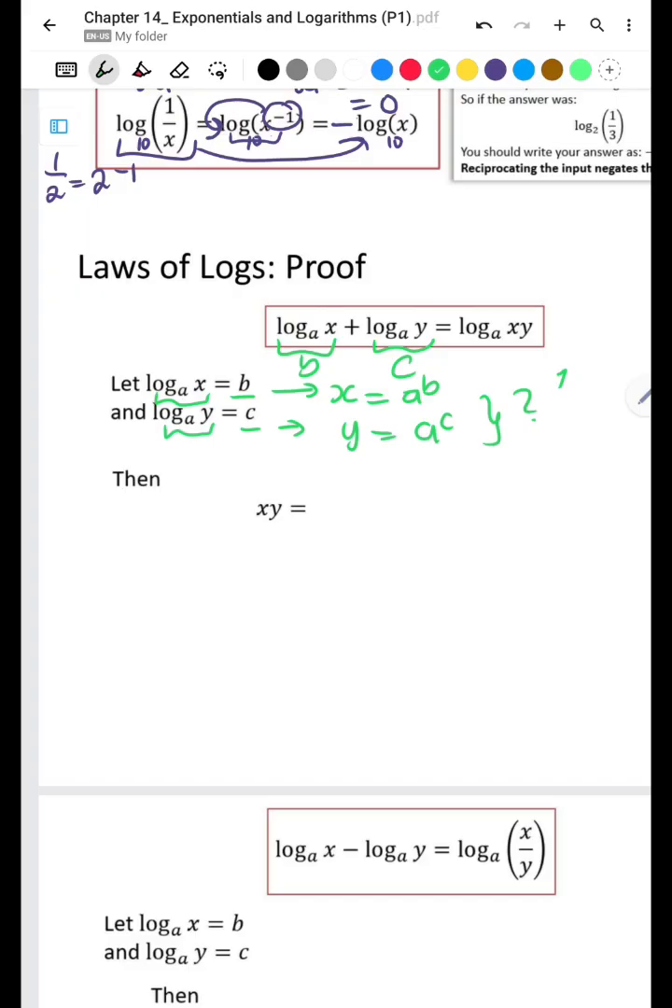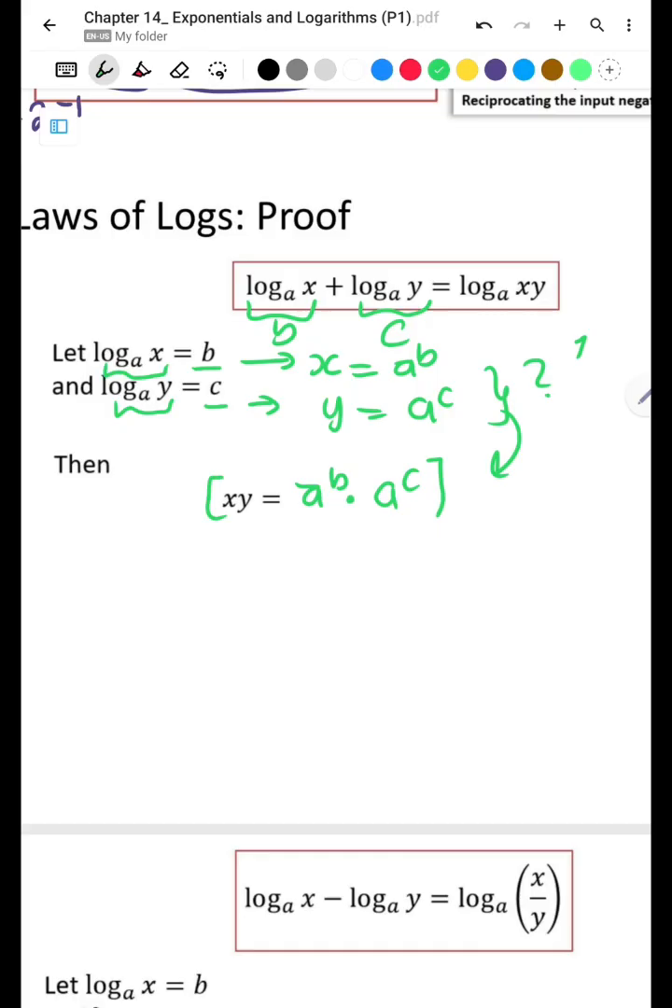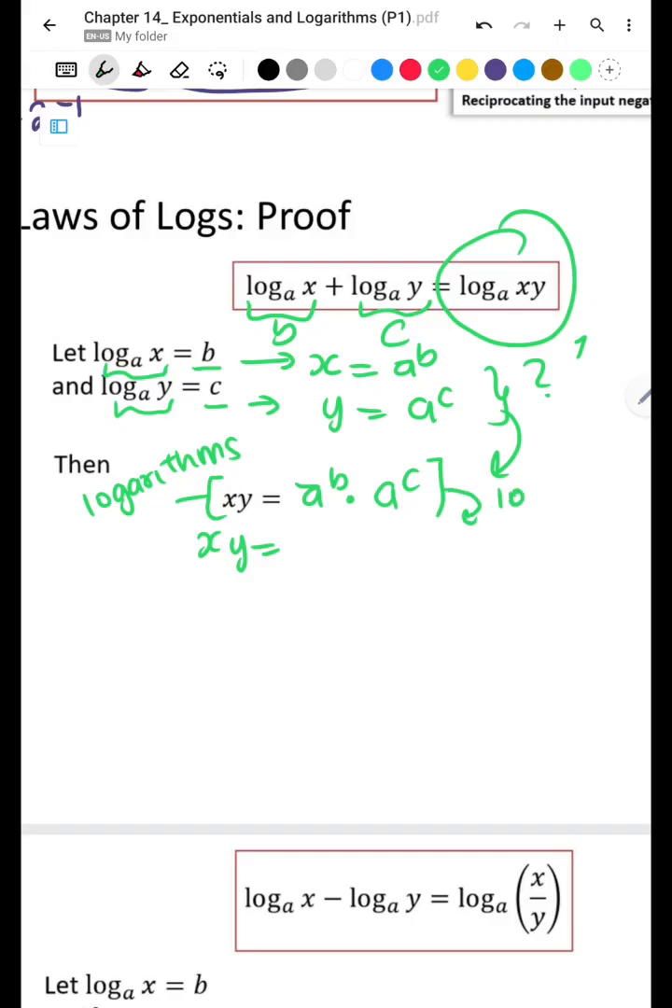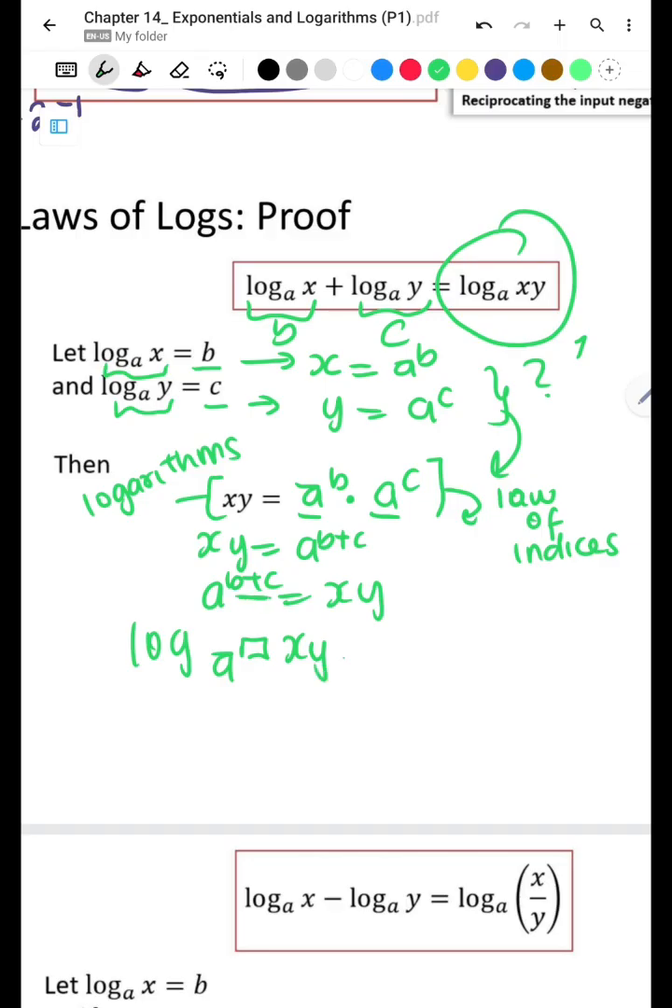So xy, that means I'm multiplying these two together here. It's the same as saying a to the power of b multiplied by a to the power of c. And I know that I can convert this back into logarithms, because my final destination, my final achievement should be this, which is in logarithms. So I need to convert this back to logarithms. Before that, xy, using the law of indices, because they have the same base, is the same as a to the power of b plus c. When I take log of both sides, the power of a that gives me xy is b plus c, because a to the power of b plus c is equal to xy. So taking log of both sides is as well as saying log base a of xy, and I know it is b plus c.